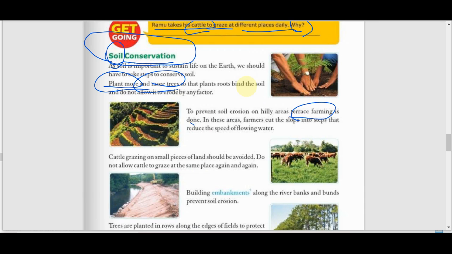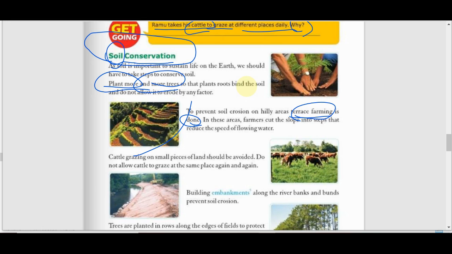Second, you will see here that to prevent soil erosion in hilly areas, terrace farming is done. So what is the meaning of terrace farming? We are making the soil in the form of terraces, like a stair form. So what will be the effect on soil erosion?